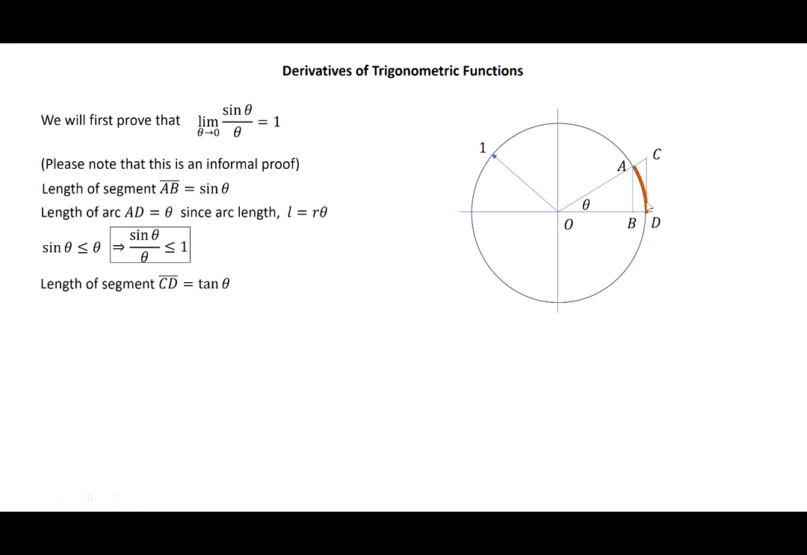Which one seems to be bigger, the length CD or the arc length AD? That's the comparison I would like you to make. Clearly CD is bigger than AD, right? In fact, you have to formally prove all of that stuff.